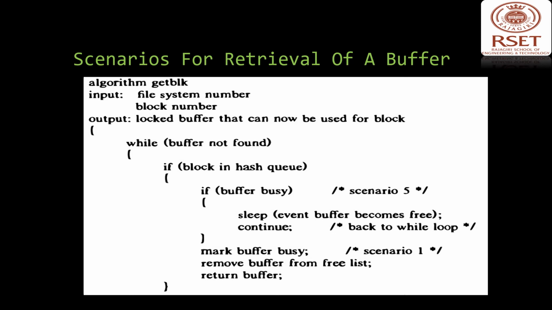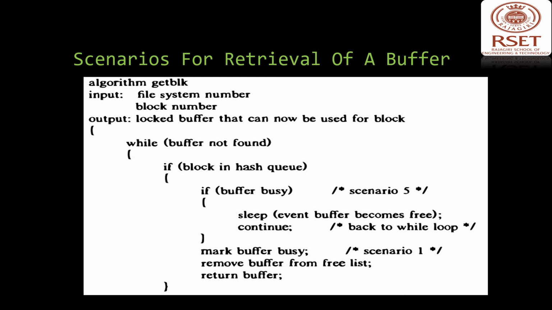Now, when the kernel tries to allocate a buffer for a disk block, it makes use of the getblk algorithm. The kernel finds the block on its hash queue, and that is scenario 1. It marks the buffer busy and removes that buffer from the free list. So that is shown as scenario 1 here. Then scenario 2 is the case where the kernel cannot find the block on the hash queue, so it will be allocating a buffer from the free list.